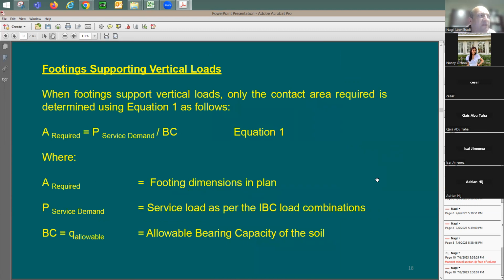How do we come up with the footing size? This will be the next question, right? The way that we do it, we have the vertical load coming from the column or the equipment or whatever. And then we have the allowable soil bearing pressure.